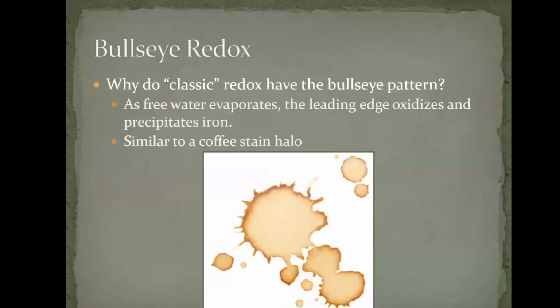So bullseye redox, why do classic redox have the bullseye pattern? As free water evaporates, just like this on a coffee stain, you get the halo. But why is it more concentrated around the edge? Because through osmosis, the particles of coffee work their way to the edge, it dries out, and they accumulate along that drying front. So you can think that's why bullseye redox do the same thing: you have oxidation taking place on that edge, and as the iron migrates out towards the edge because it's in solution and then sees the free oxygen and reoxidizes, it's going to have that oxidation front around that lump of wet soil.